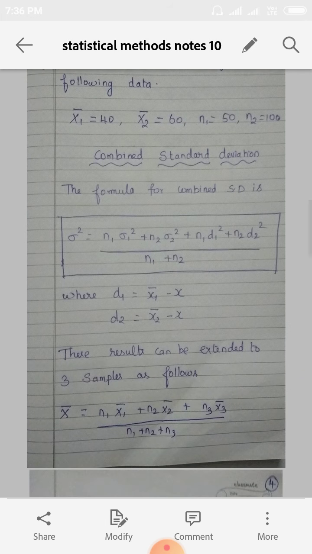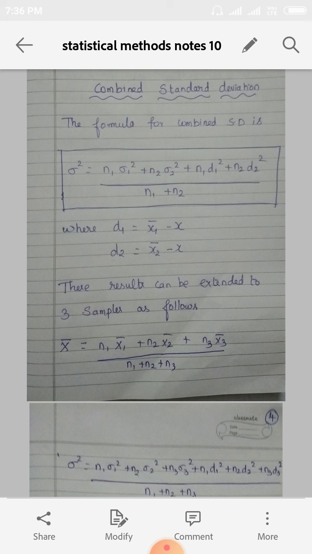Next, combined standard deviation. The formula for the combined standard deviation is: sigma square is equal to n1 sigma 1 square plus n2 sigma 2 square plus n1 d1 square plus n2 d2 square, divided by n1 plus n2. This is the formula for the combined standard deviation, where d1 is equal to x1 bar minus x bar and d2 is equal to x2 bar minus x bar.